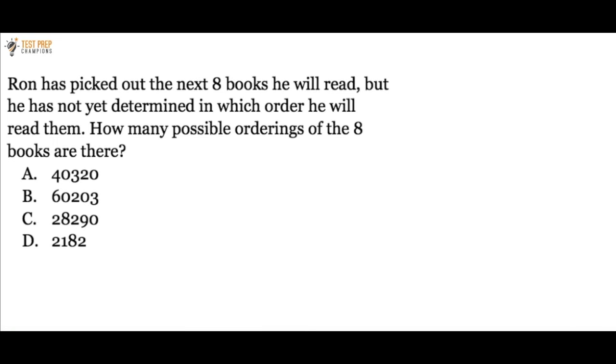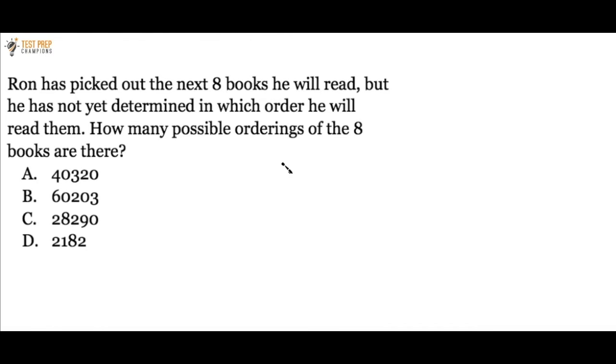Ron has picked out the next 8 books he will read, but he has not yet determined in which order he will read them. How many possible orderings of the 8 books are there? Is the answer A, B, C, or D? So now's your chance to pause the video, take all the time you need with this question, and whenever you're ready, we'll go over the answer.